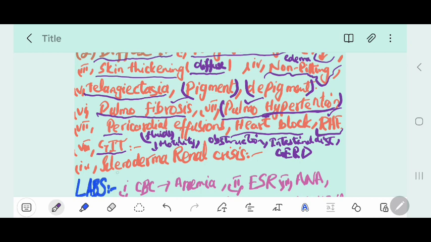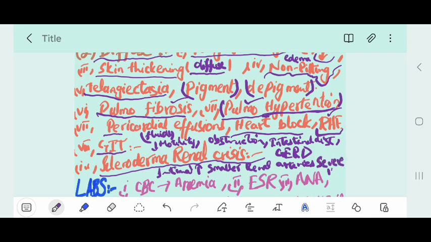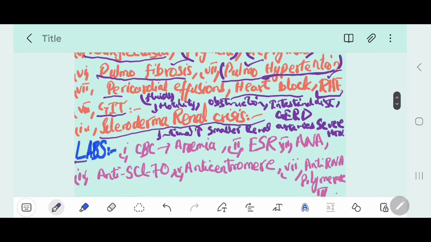And there is a condition known as scleroderma renal crisis. This is a condition in which there is intimal proliferation of the smaller renal arteries. When there is intimal proliferation of the smaller renal arteries, then this scleroderma renal crisis occurs, that is associated with severe hypertension.